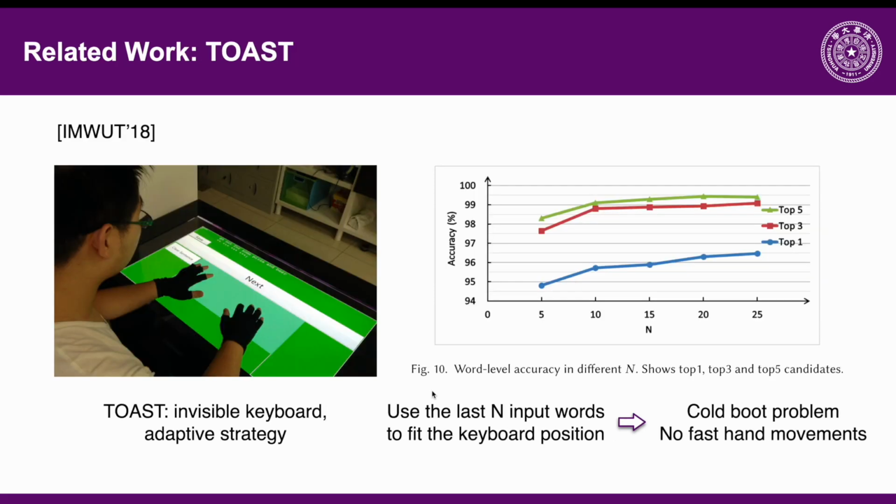Now I would like to share two related works that have addressed these problems to some extent. The first is Toast, which uses an invisible keyboard that can adapt to users' input. It uses the last n input words to feed the keyboard position and uses a Bayesian decoder to predict words, allowing users to input without locating keys precisely. However, this design requires users to input some words for the decoder to reach the maximum accuracy, and the keyboard cannot adapt to fast hand movements.